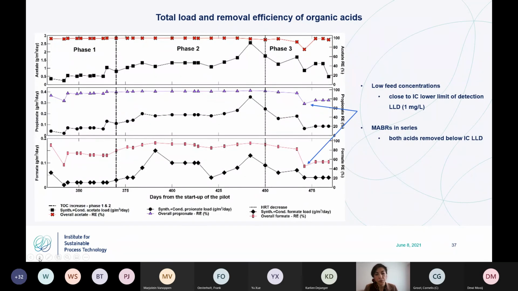Acetate and propionate and formate were degraded by the reactors in series with efficiency of 80 to 100%, with some small exceptions when the feed concentration of propionate and formate were very, very low, and they were very close to the lower limit of detection of the equipment. This led to low calculated removal efficiencies, but very high actual performance of the system. Next slide, please.